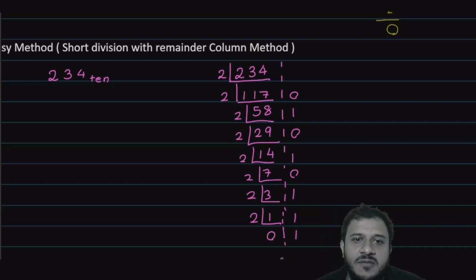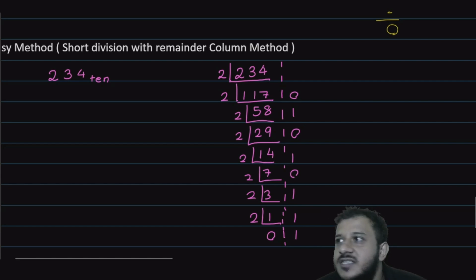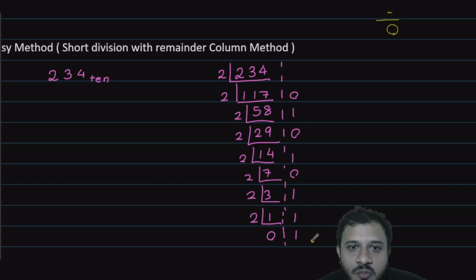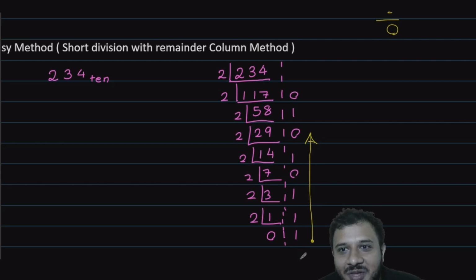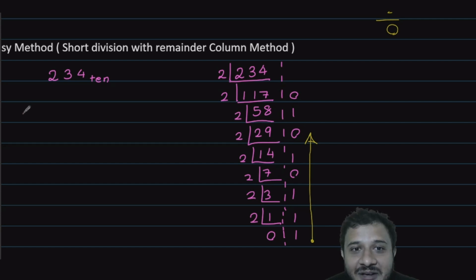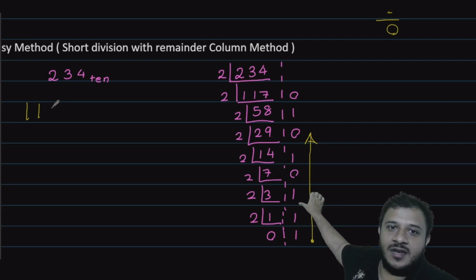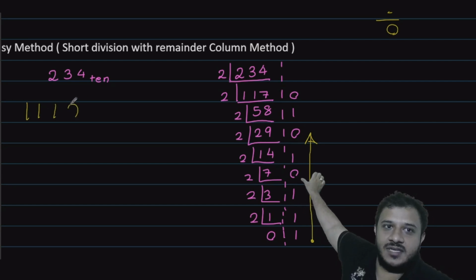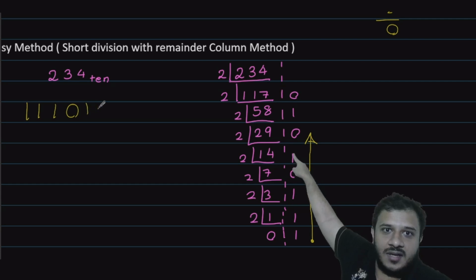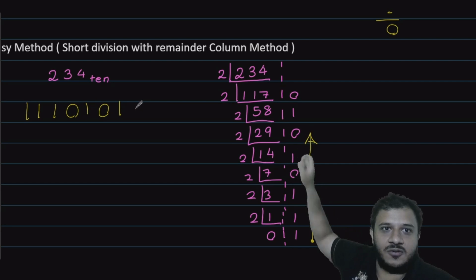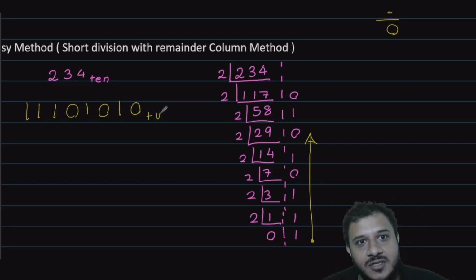Now you might be wondering, what did we do? We just got the answer. What is the answer? Go from the bottom to up in the remainder column. That is the binary number. So it's going to be 1, 1, 1, 0, 1, 0, 1, 0, and we write 2 at the back as the base.